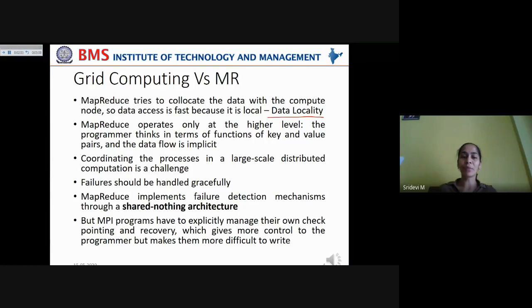This happens with grid computing. These message passing interface programs have to explicitly manage their own checkpointing. They are overburdened with maintaining their own checkpointing and recovery. If some task fails in the middle, a read or write task fails, then they have to run back to their previous checkpoint and retrieve the data. So the data in this intermediate stage will be lost, but that doesn't happen with MapReduce. It automates the checkpointing and recovery mechanisms.